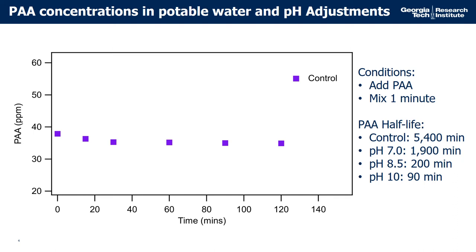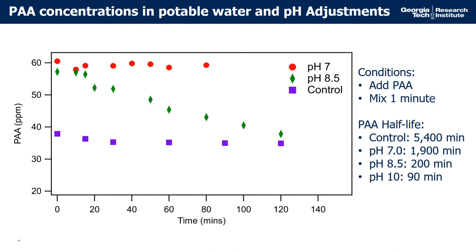For pH 7, there is very little to no loss. For the observation window of 80 to 100 minutes, there was little PAA loss. In fact, it would take 1900 minutes for half the PAA to become consumed. For pH 8.5, the PAA is less stable. Over the 120-minute observation window, the PAA drops from about 60 parts per million to about 38. This equates to a half-life of about 200 minutes.